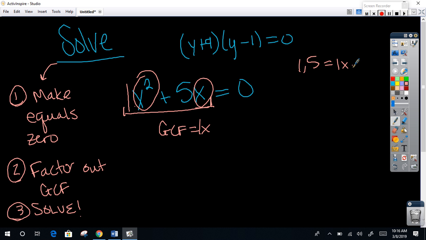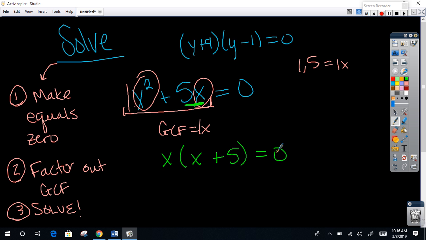Okay? All right. So if the GCF is 1x, and it is, factor it out. What does the left side look like when you take that 1x out? X. You took an x out. What's left? Plus 5. It still equals 0, right? I just wrote it another way.